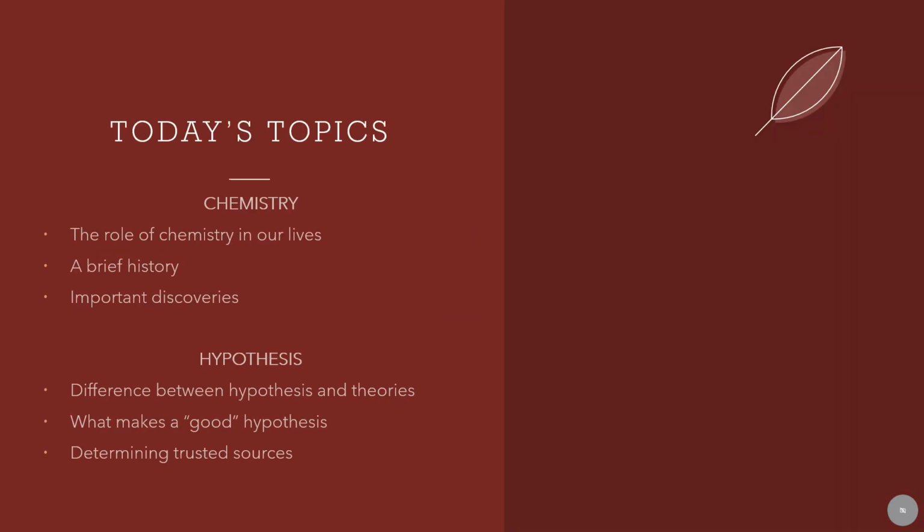All right, again, chemistry and hypothesis. In chemistry, we'll be talking about the role of chemistry in our lives. We'll be moving on to a brief history of chemistry and some important discoveries. Then we'll move on to the difference between hypothesis and theory, what makes a good hypothesis, and determining trusted sources.